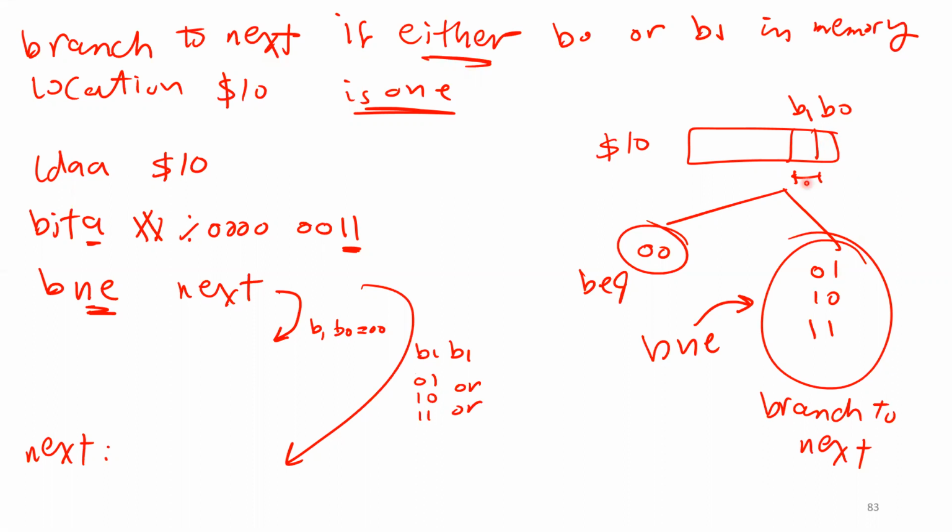So let's look here, guys. What are all the possible values for these two bits? It can be 0 0, it can be 1 0, 0 1, 1 1. These are all the possible values. Here I'm saying either. Either means any one of these, so it means at least one of them is 1. So if these two bits are 1 0, or 0 1, or 1 1, in this case I have to branch to next. That's exactly what I want you to do here.